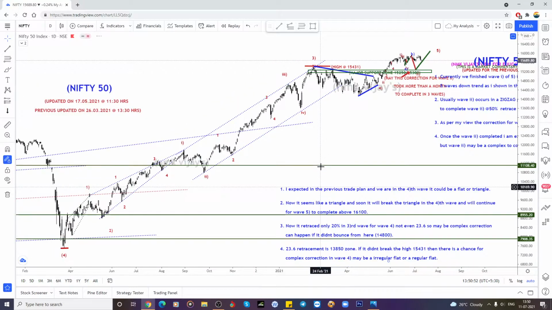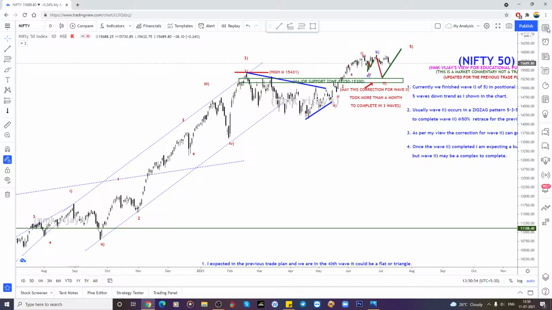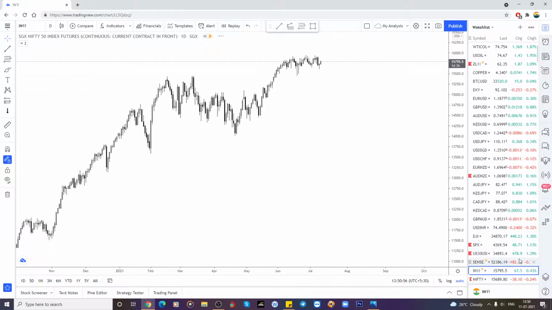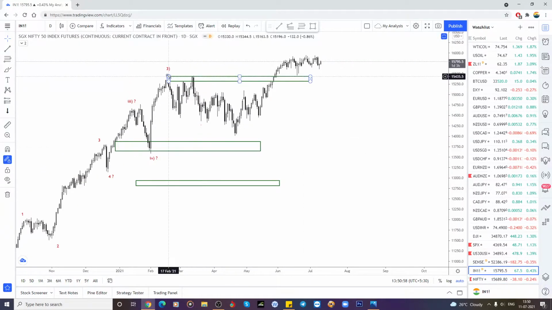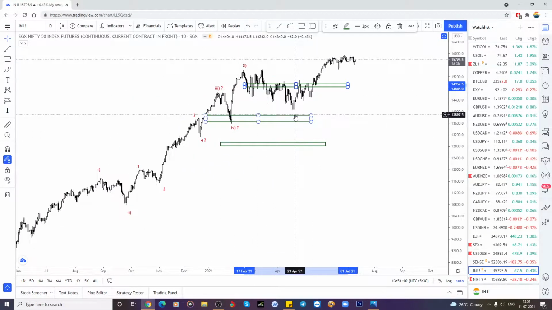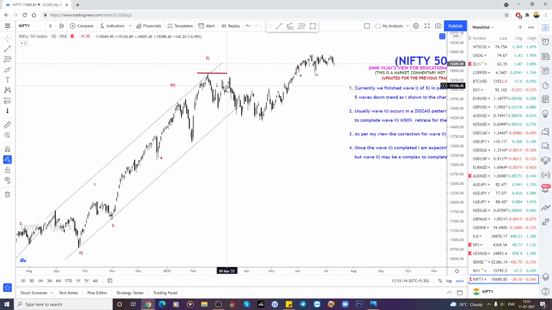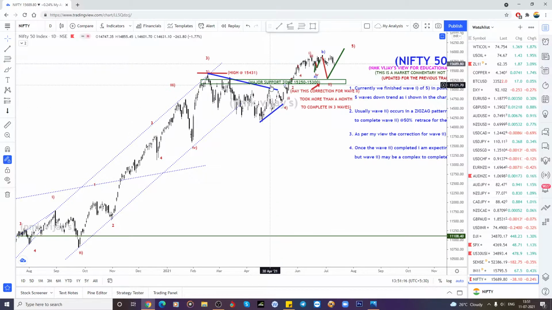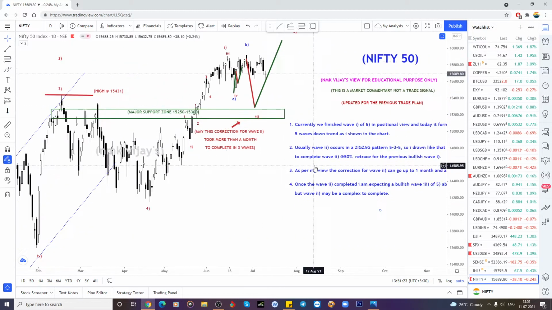So Nifty, and I'm keeping on watching the Singapore Nifty also. Here it has already broken the high and fallen down. So this is the end of the fourth wave, and here in Nifty I took it as a triangle, so that could be invalid now.